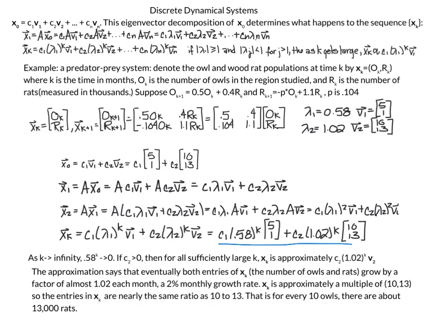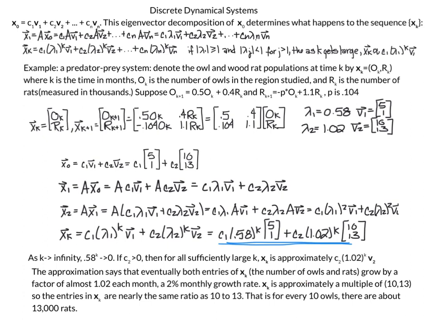So this part right here is the solution that will help us analyze the long-term behavior of the system. As k approaches infinity, we already mentioned that our 0.58 raised to the k is going to approach 0, whereas if c2 is greater than 0, then for all sufficiently large k, x of k is approximately just equal to c2 times 1.02 to the k times v2, which is 10, 13. And this approximation says that eventually both entries of x of k, the number of owls and rats, grow by a factor of almost 1.02 each month, a 2% monthly growth rate.